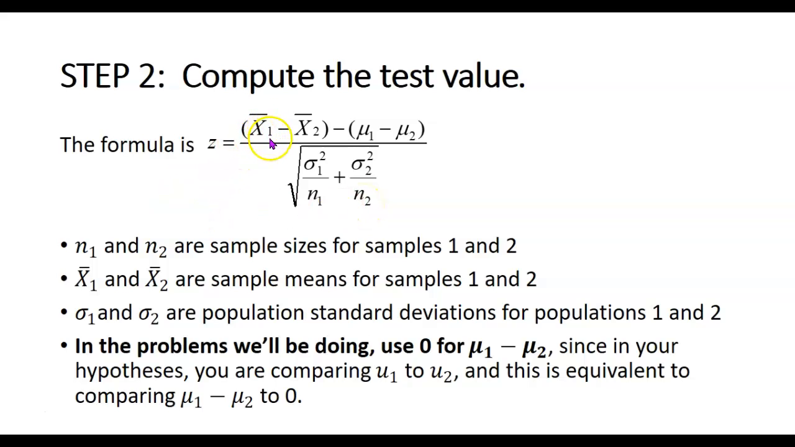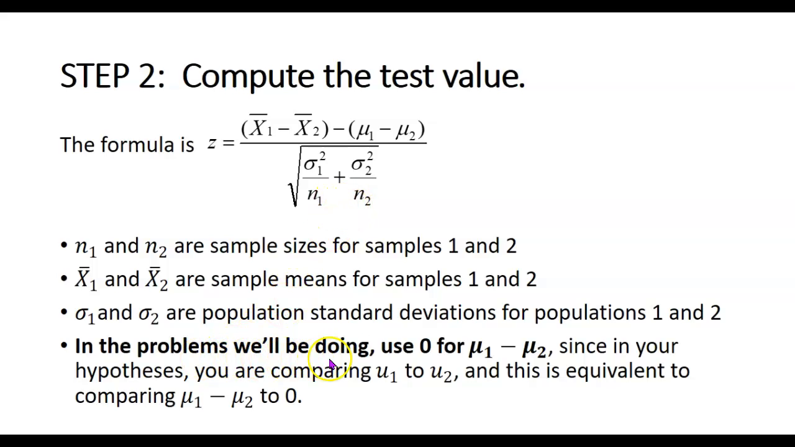The x bar 1 and x bar 2 are the sample means for the 2 samples. Those are the averages of whatever it is you're looking at for your first sample and for your second sample. The sigmas, sigma 1 and sigma 2, are the population standard deviations for your 2 populations.